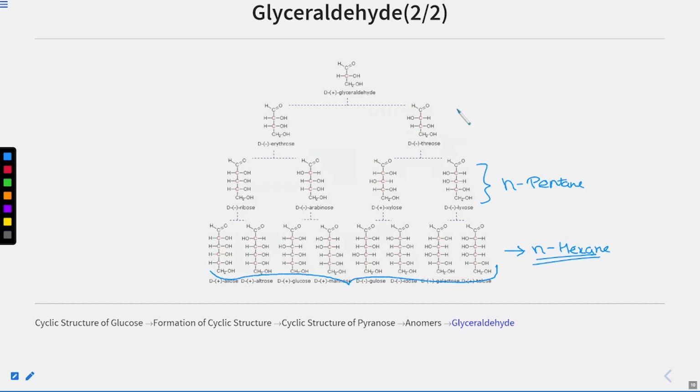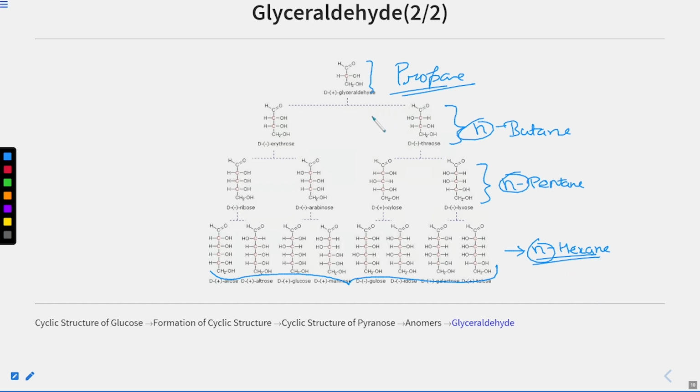Again, if you reduce these two, you will get butane. Then at last you will get propane. N means normal chain. We do not have any substituents present on pentane. It is just a normal chain. Then we have n-hexane, normal hexane.